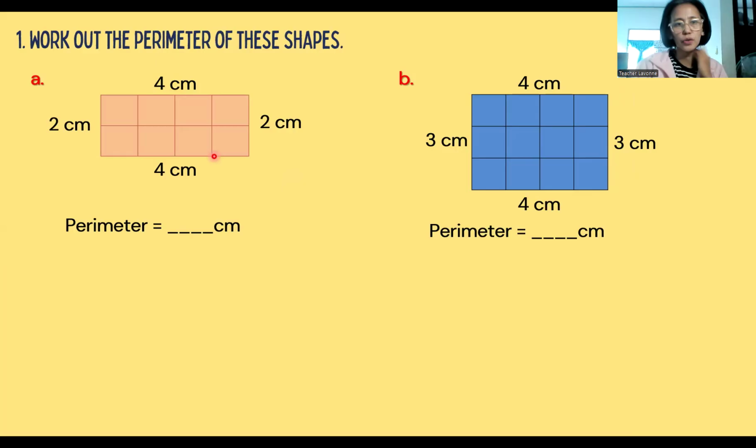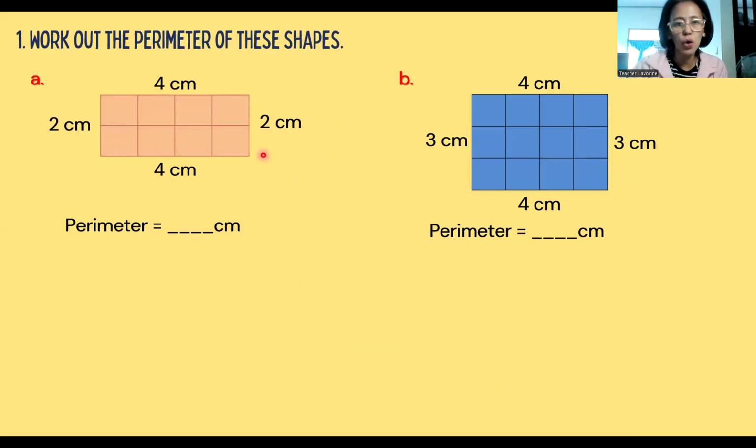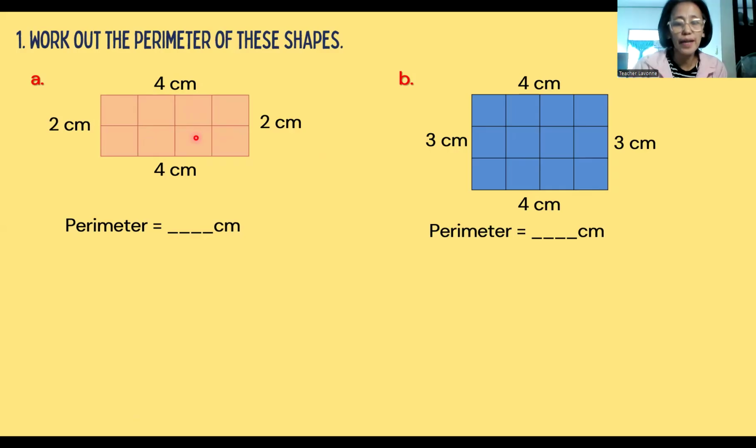Okay, those who are finished with A and B, let's now go to letter C. Nike, you can answer A and B. Just add plus, plus, plus, plus. That is the perimeter. Before that, what can you say about letter A? Is this a regular shape or an irregular shape? Irregular shape. Why do you say irregular?